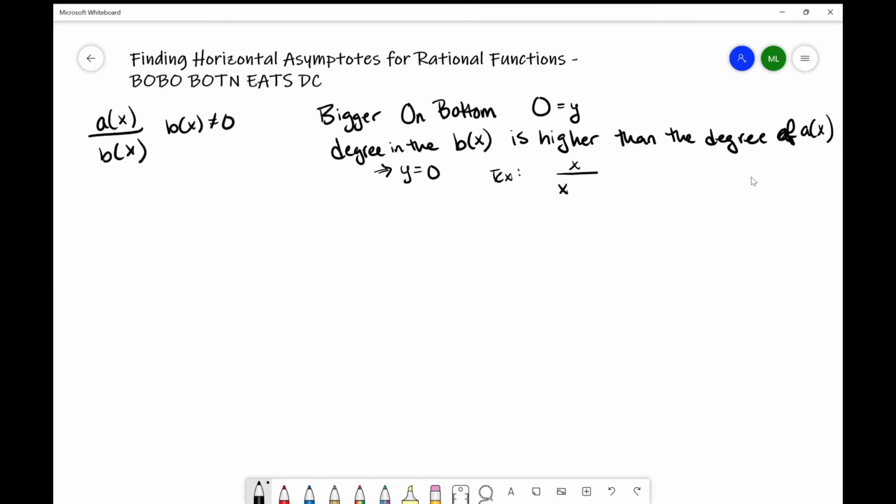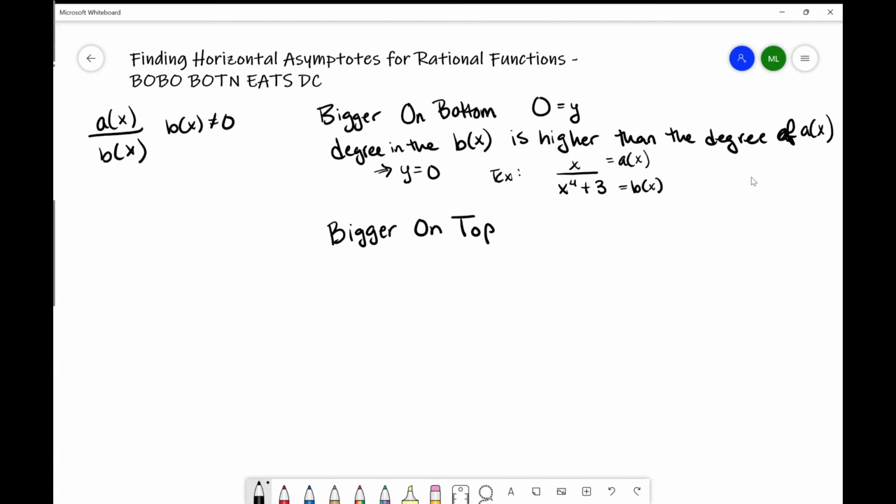So that's bigger on bottom, and an example of that is, let's say you have x over x to the power of 4 plus 3. You see, this is our b of x over here, and this x is our a of x. See how in a of x, the degree is 1, and in b of x, the degree is 4. So the degree in the bottom is higher than the one in the top. So that's why our horizontal asymptote is y equals 0. Then we have our bot. So we have bigger on top.